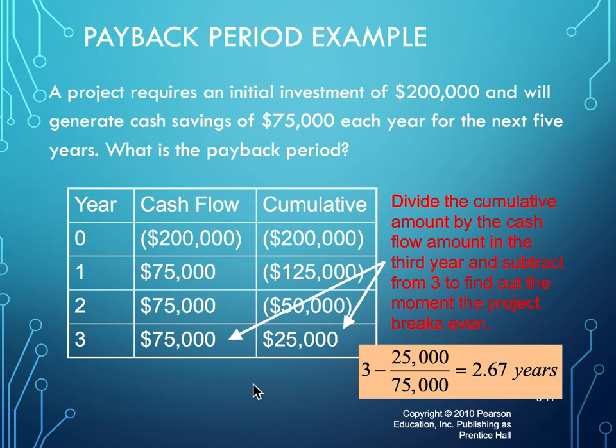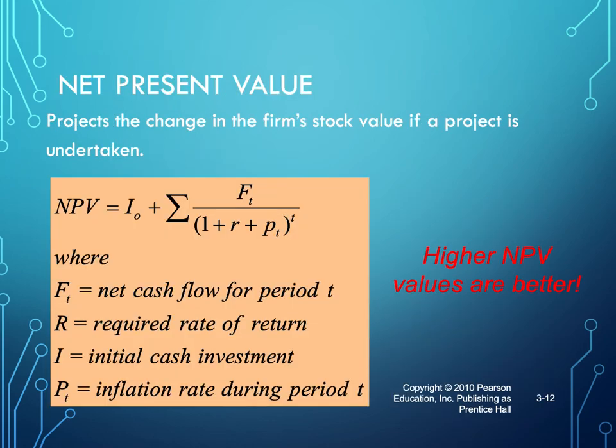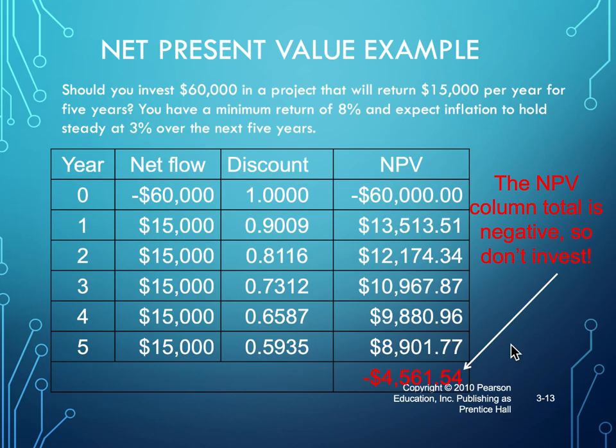Next we take a look at net present value. So net present value, we have the net cash flow, required rate of return, initial cash investment, and inflation rate during period. Okay, as we know, as the project continues during the year, okay, we do have inflation. So the higher net present value, the higher the value. Okay, which we can see in the next slide.